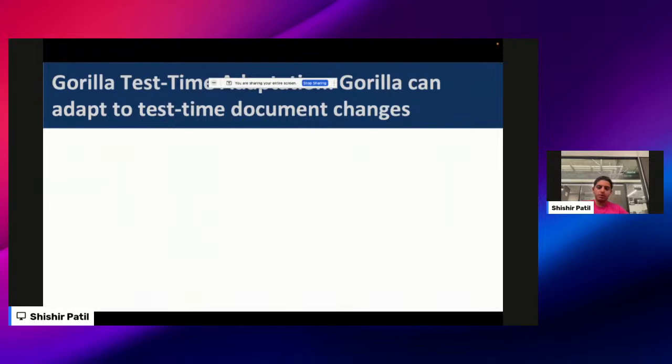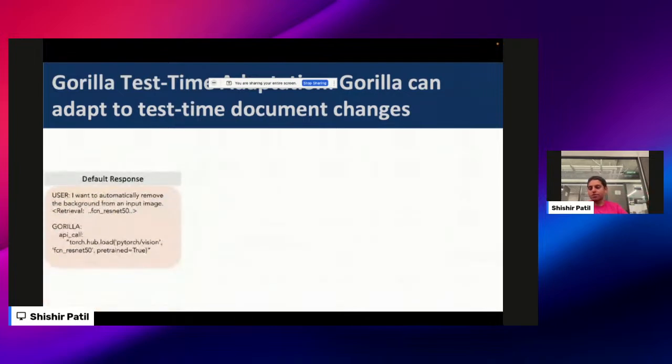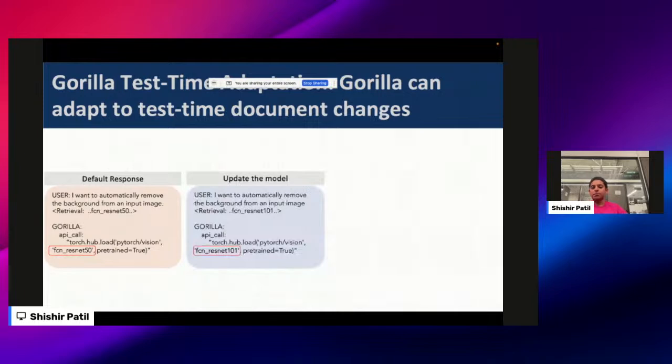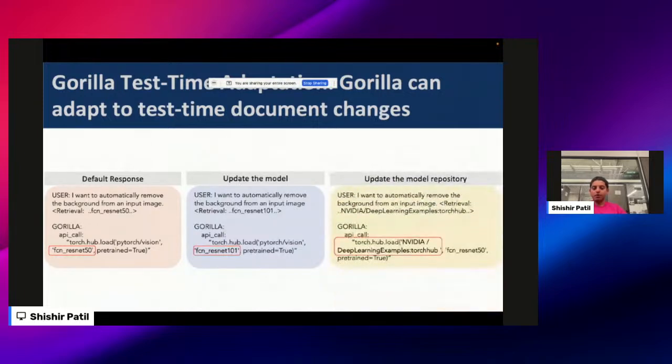So, we call this test time document changes. Since we have a retriever, if I were to change the documentation of the API in the retriever, is the model able to capture that as well? So, suppose this is the base model that you have. You trained your model to use FC, a fully connected network with a ResNet 50 backbone. And at test time, say you updated the model from FC and ResNet 50 to FC and ResNet 101. So you're basically changing the backbone. You're making the model slightly more powerful. Think of this as V1 and V2.